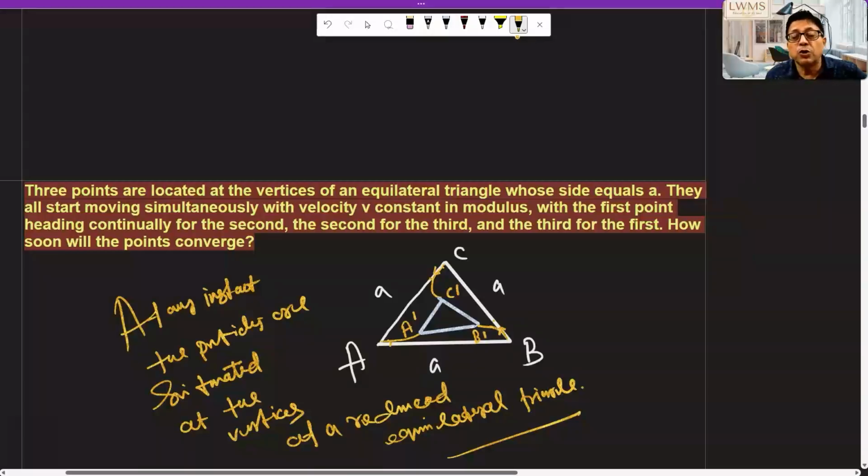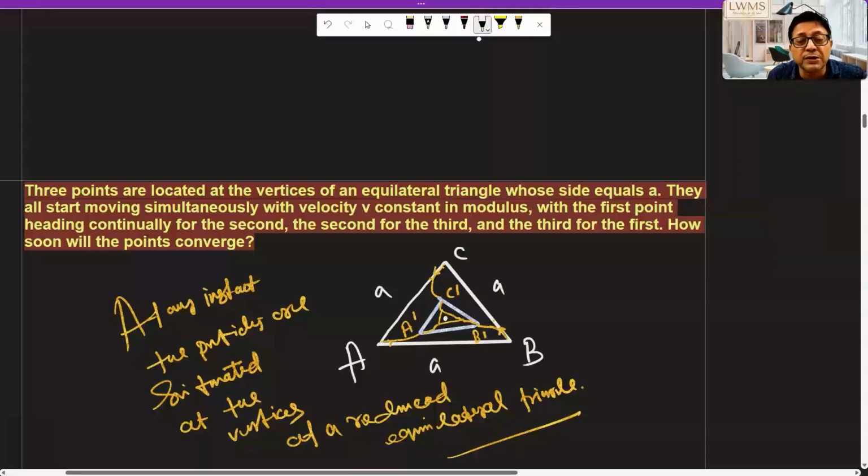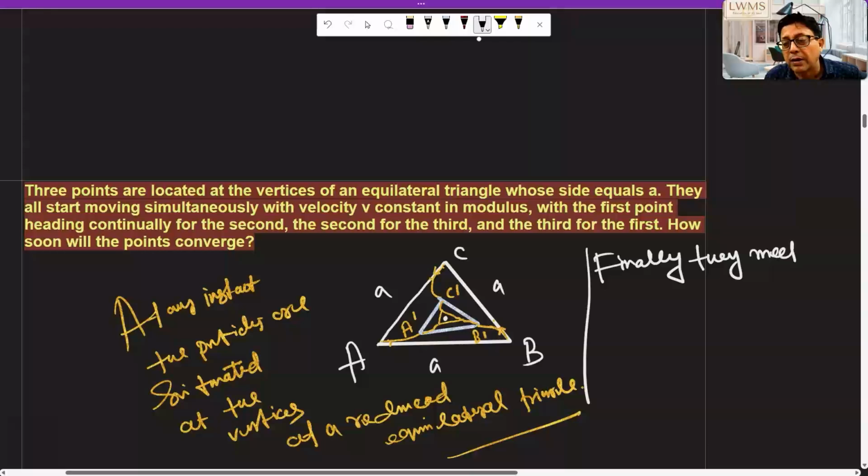Alright. So from here it again goes this way, this one again goes this way, this one again goes this way. Again a reduced equilateral triangle. Then again it starts in the same manner. So finally where are they going to converge? They converge at the centroid of the triangle. Finally, they meet at the center of the triangle.